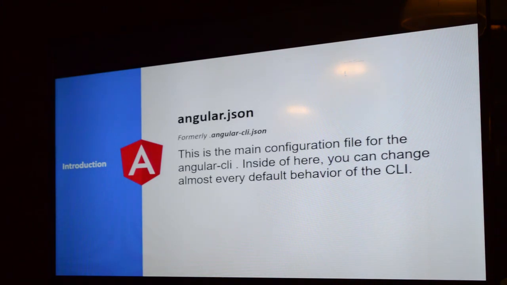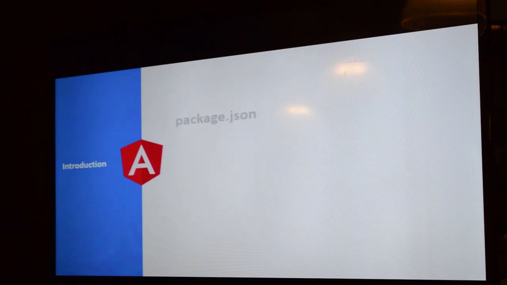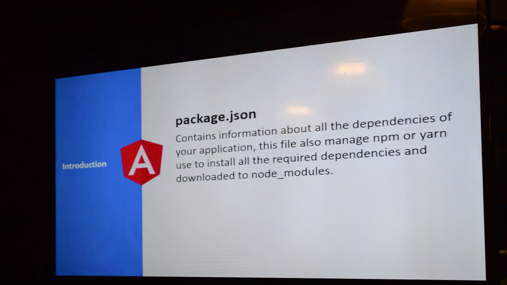And angular.json, formerly .angular-cli.json. So if you have your Angular 5 project and you try to do the ng update, the .angular-cli.json will be replaced by angular.json. And package.json contains information about all the dependencies of your application. These files are also managed in npm, yarn, and etc. And node modules as well.